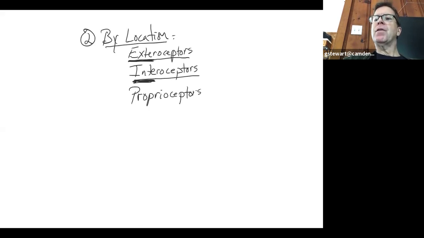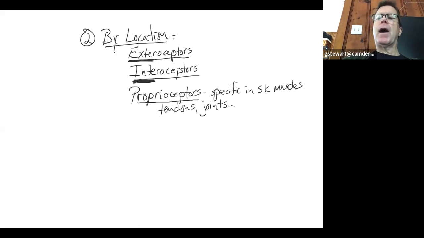These are found internally, but they are specifically found, so I'm going to write this one out, specific in skeletal muscles, tendons, joints, and ligaments. And these monitor movements and body position.